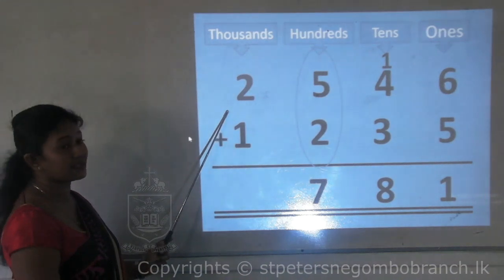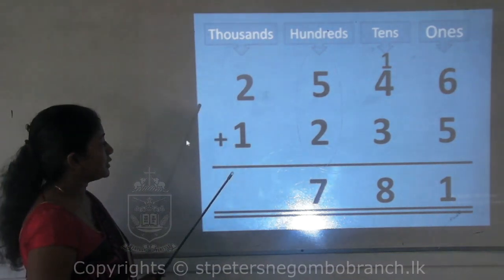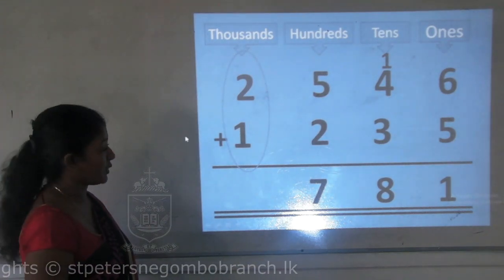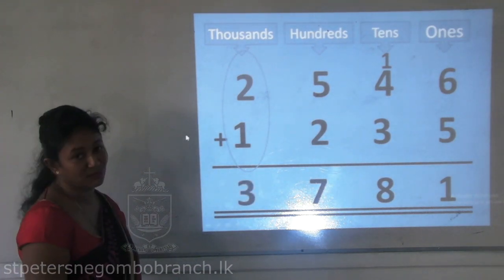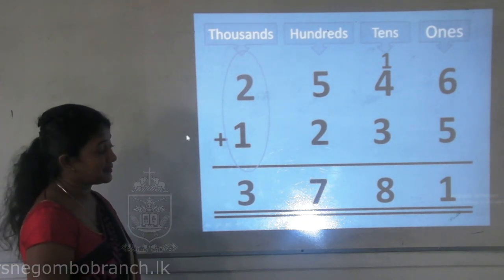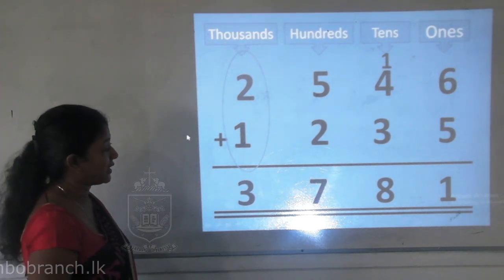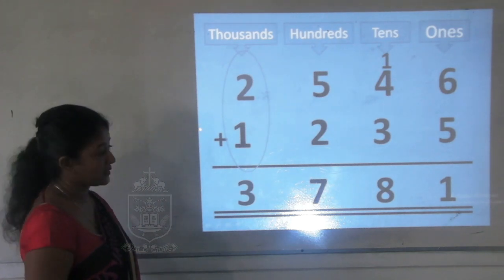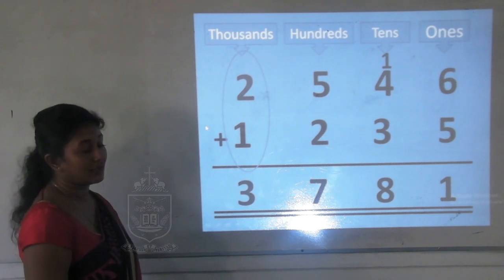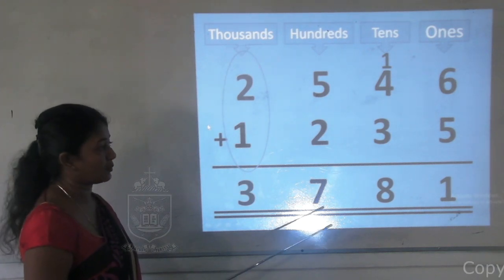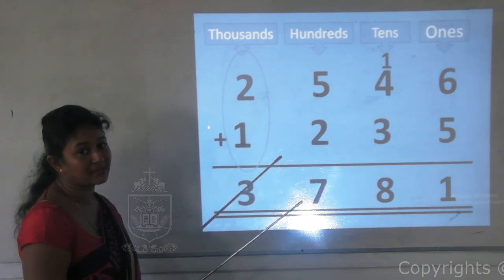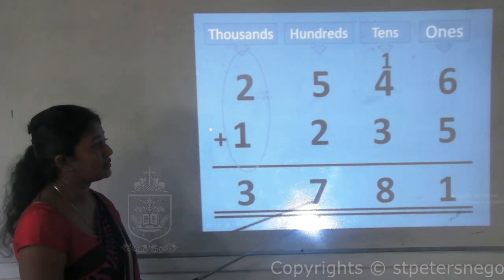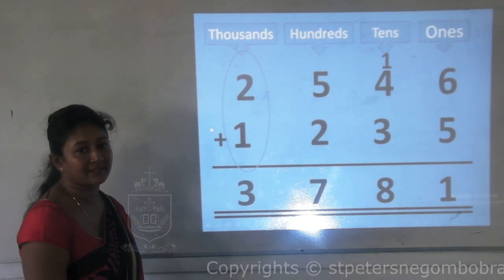Then we can go to the next place, thousands place. What are the two numbers? 2 plus 1. So the answer is 3. So this is how we can do addition. So I got the answer 3781. So it's very easy when you're doing addition in this way. We have to remember the places. You cannot change their places. It's important to write each number in its proper place.